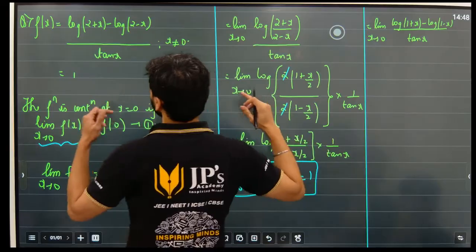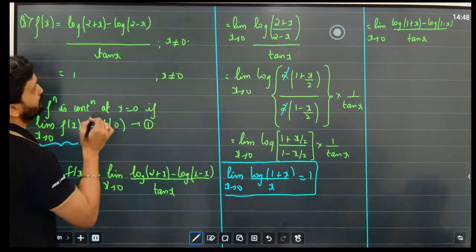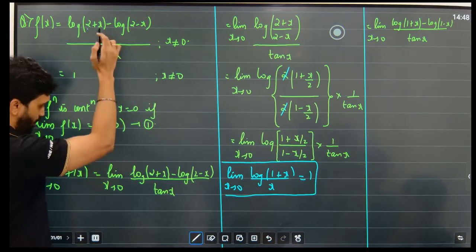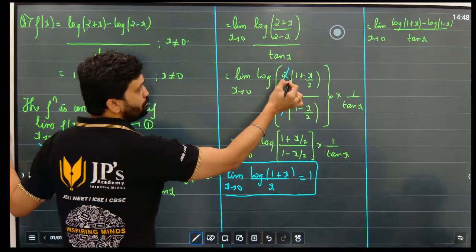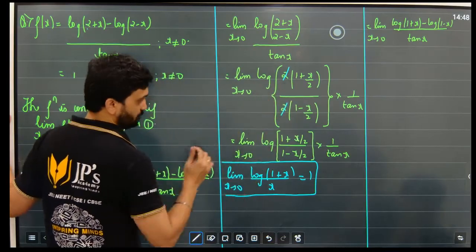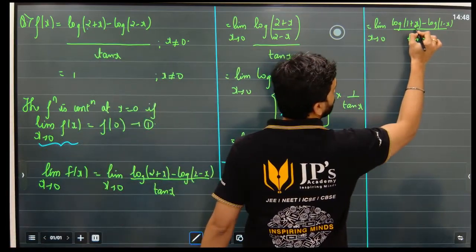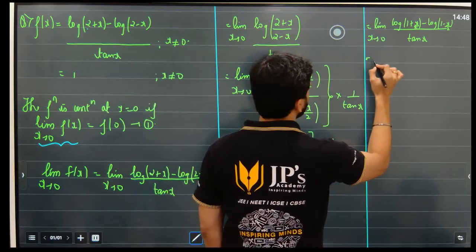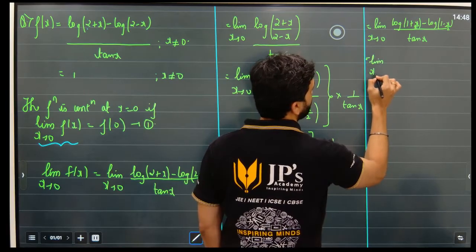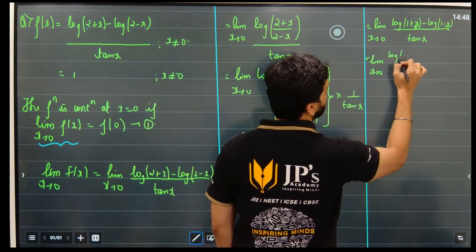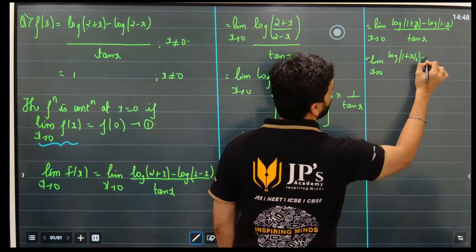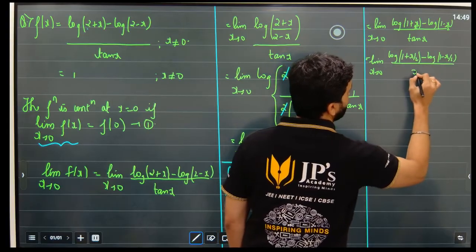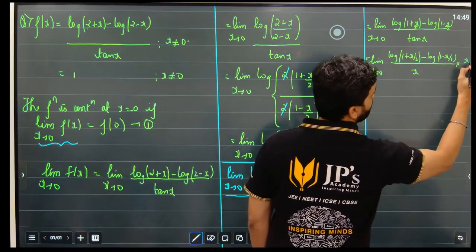Now I came back to the same thing, but see the difference. What I did was I required this 2 to be 1, so I had to go through the entire process to make sure that this is log of 1 plus x by 2. And now I can solve it separately. I know that both the log terms require x in the denominator, so log of 1 plus x by 2 minus log of 1 minus x by 2 upon x into x upon tan x.